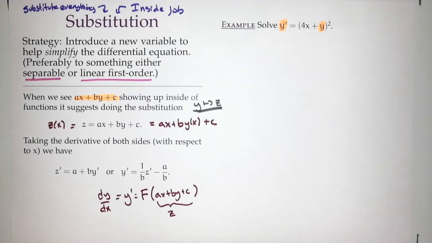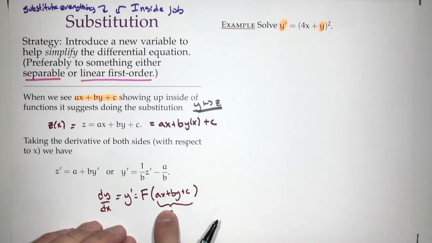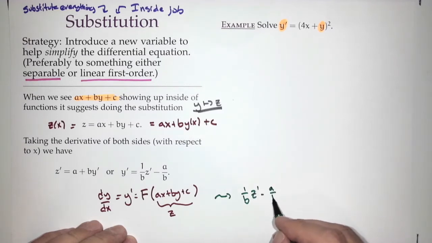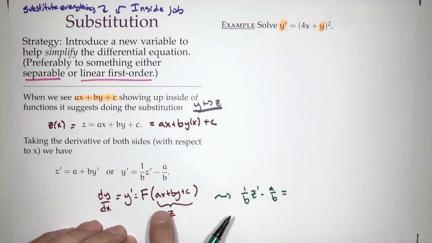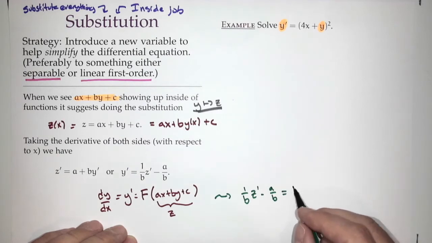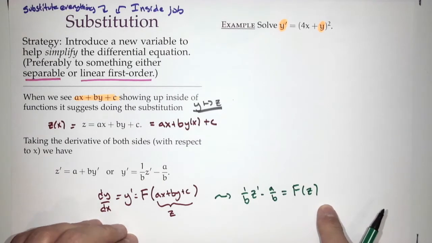Now, what's the great punchline here? Check this out. Notice if I have this very generic statement here, what happens? Well, this would become 1 over b z prime minus a over b, that's that y prime, equals, on this side, what do we have? F of z. Now, what kind of differential equation is this? Can we say anything about this differential equation?